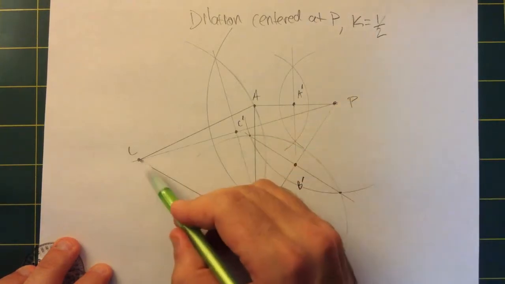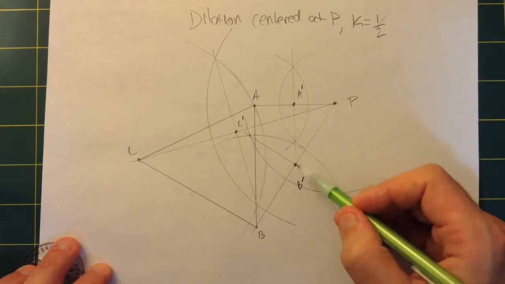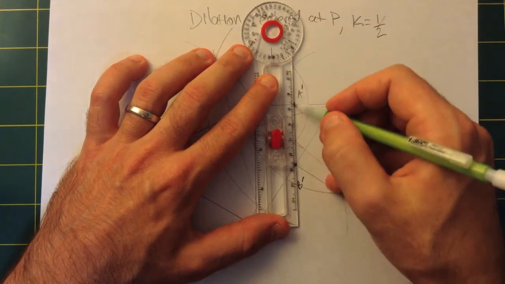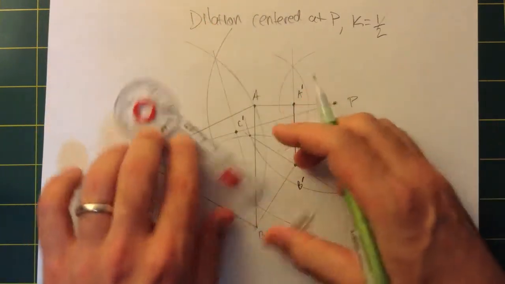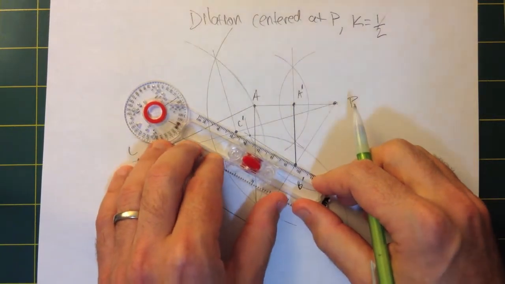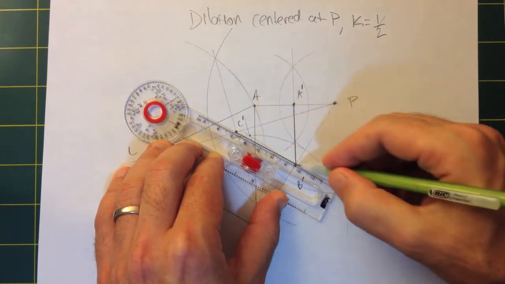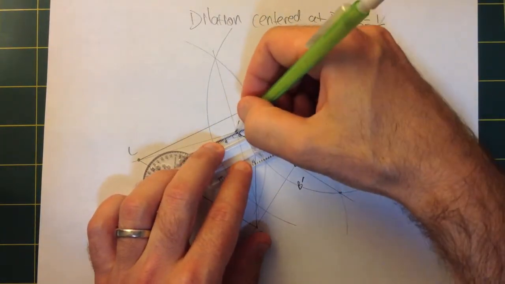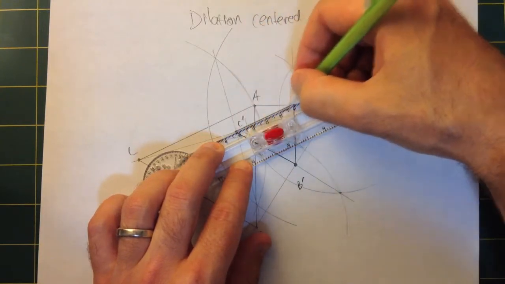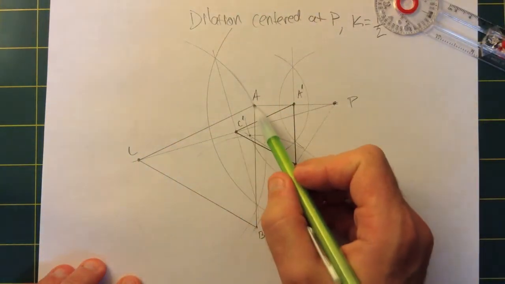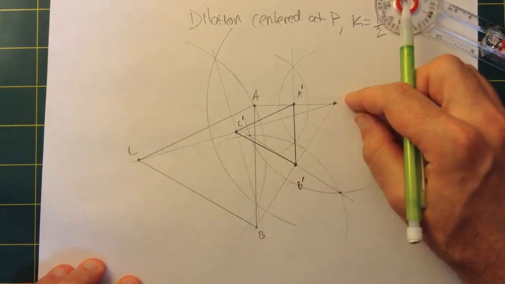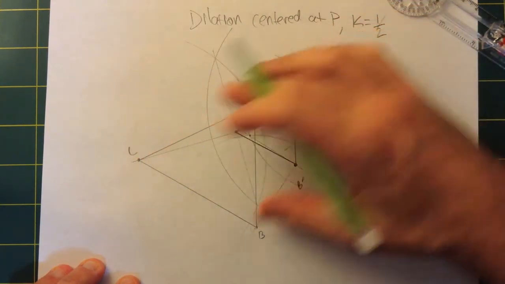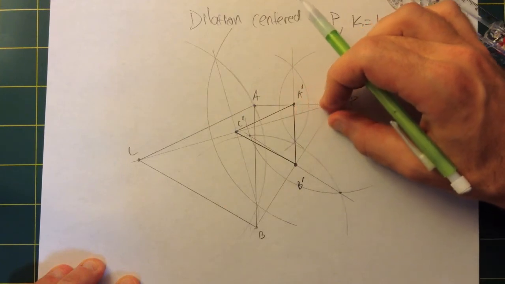That point is a vertex that came from there. That point is the vertex that came from there. That point is the vertex that came from there. All I have to do now is connect these, and I get my dilated triangle. And there we go. This triangle ABC relative to point P was dilated. It was shrunken down. All the lengths got cut in half, and they all got pulled in towards this point P.